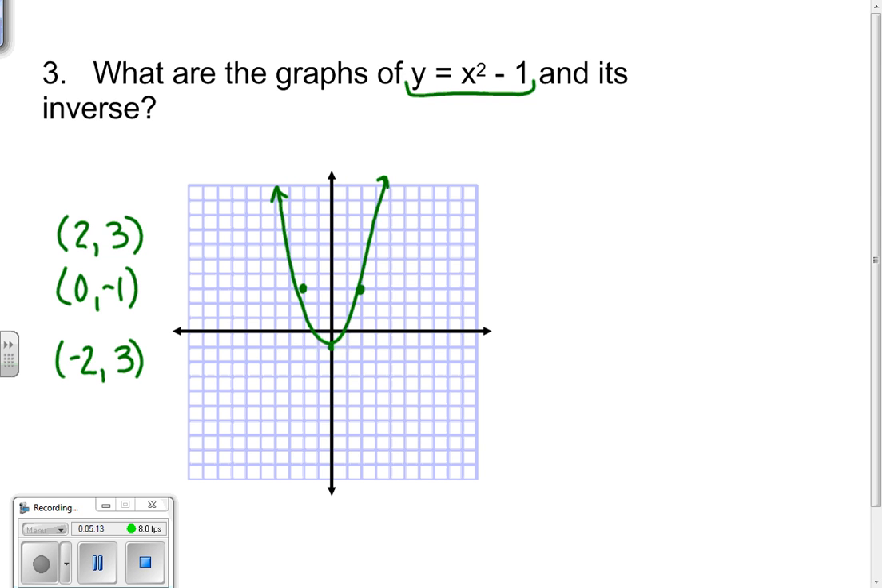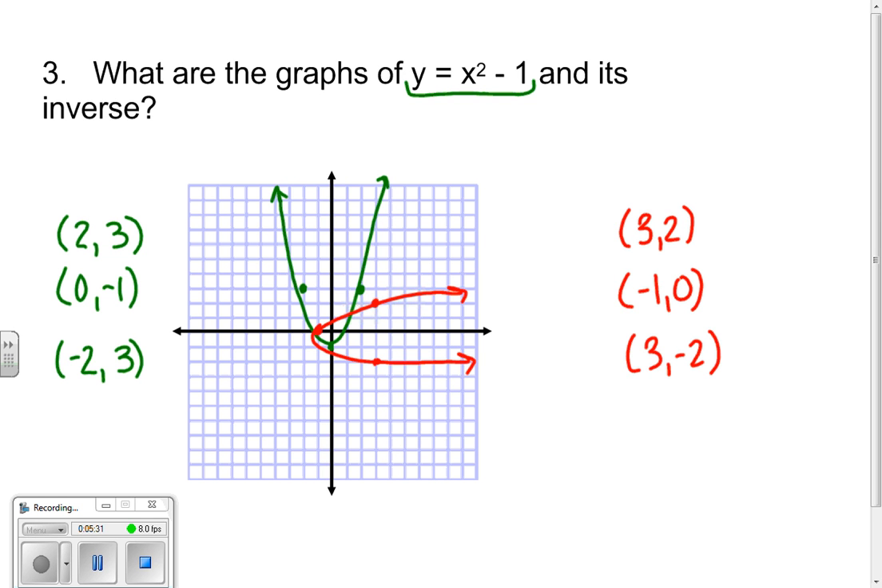For the inverse, flip them. So my ordered pairs would become 3, 2, negative 1, 0, and 3, negative 2. So 3, 2 is right there. Negative 1, 0 is right there. And 3, negative 2 is right there. So you're going to notice that the inverse flips these parabolas on their side, which is why they never are functions. They would never pass the vertical line test if they're flipped on their side.